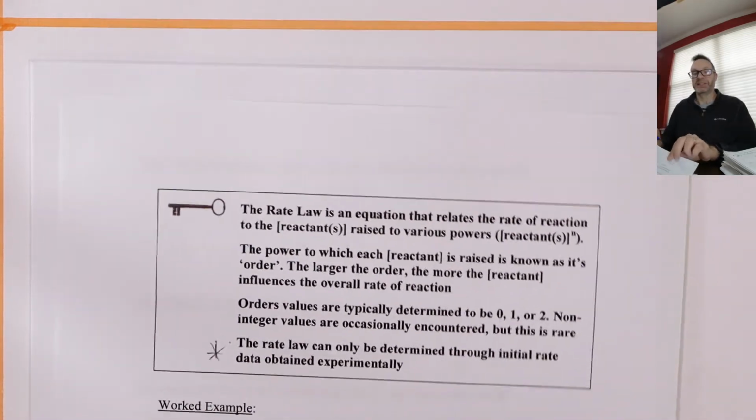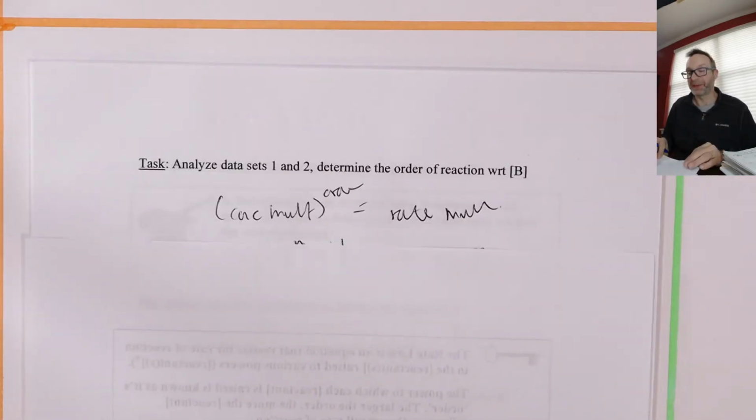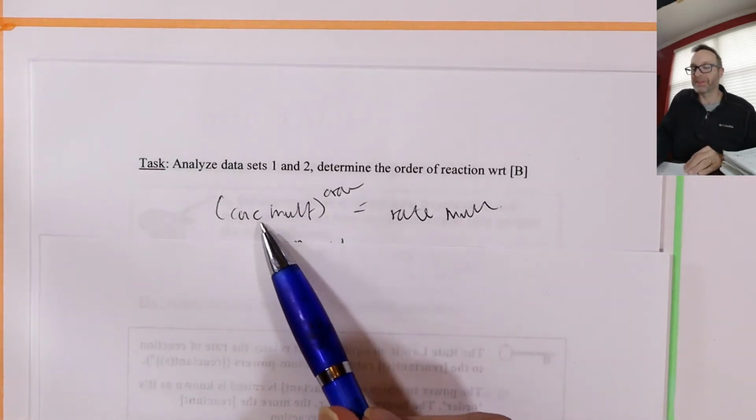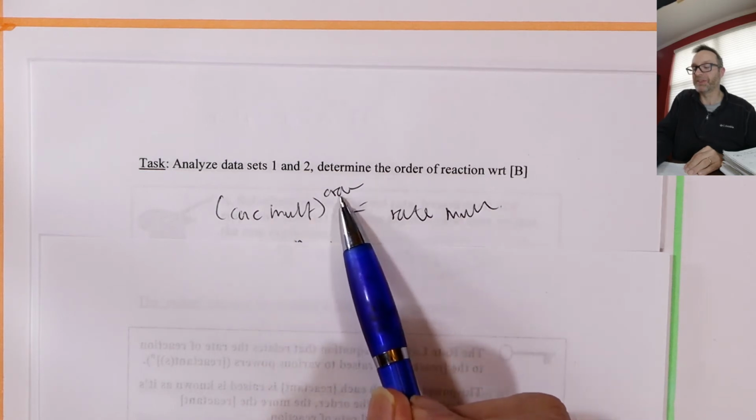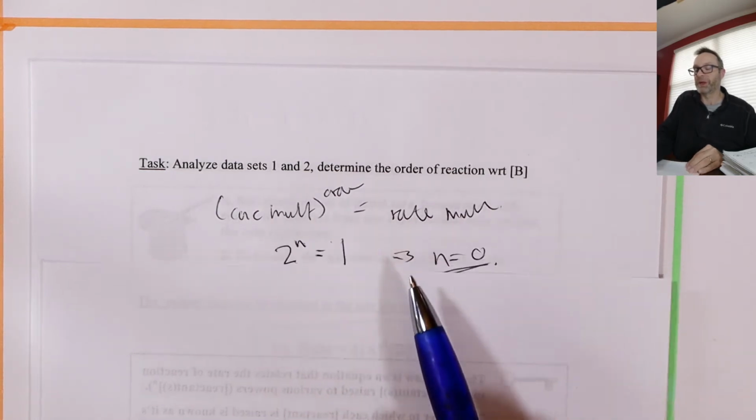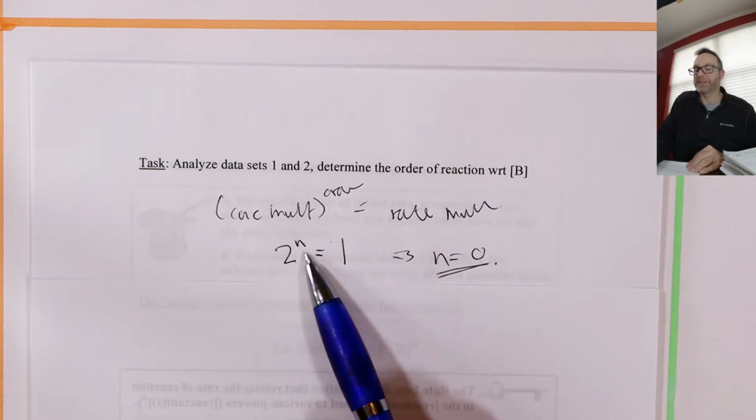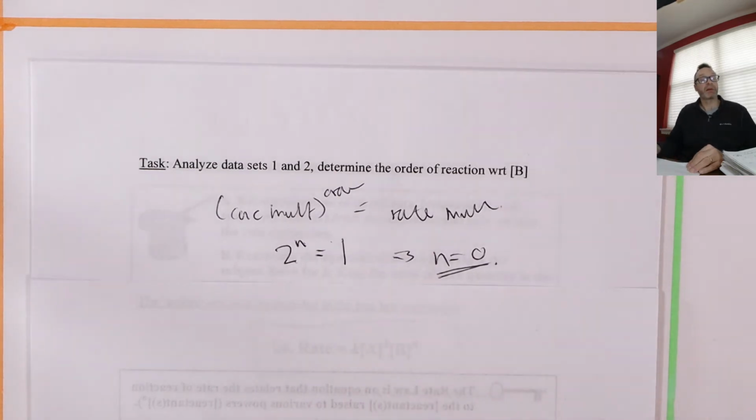All right. I actually did this earlier and the camera turned off, so there we go. So, the concentration multiplier was 2, raised to the order equals the rate multiplier, which was 1. There it is. Anything raised to the 0 is 1, n equals 0. Okay, so that's observation method.